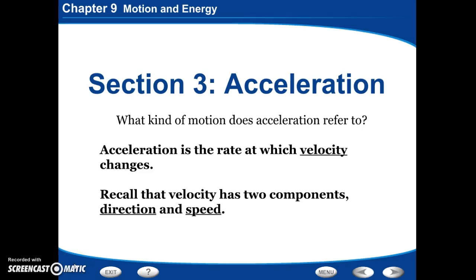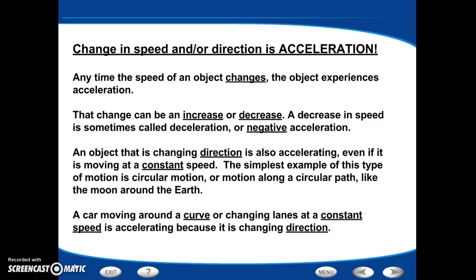Hey everyone, we're going to be talking about section 9.3 on acceleration. So acceleration is a motion that talks about the velocity and how velocity is changing. And remember, velocity is about speed and direction. So if either of those things change, we have acceleration. So a change in speed or direction is acceleration.